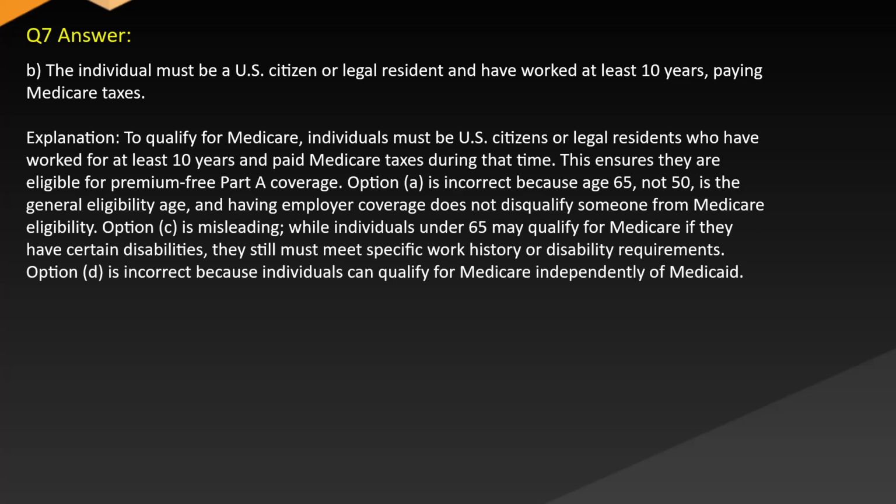Option A is incorrect because age 65, not 50, is the general eligibility age, and having employer coverage does not disqualify someone from Medicare eligibility. Option C is misleading. While individuals under 65 may qualify for Medicare if they have certain disabilities, they still must meet specific work history or disability requirements. Option D is incorrect because individuals can qualify for Medicare independently of Medicaid.